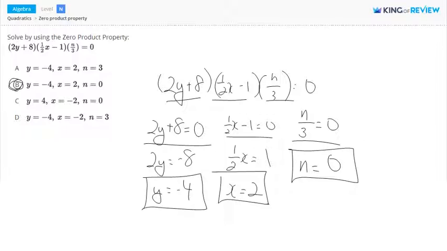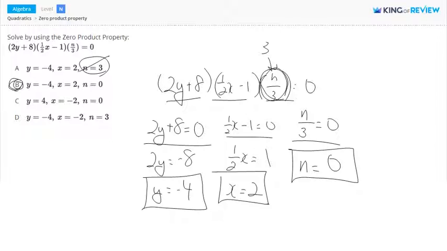Now, let's look at our other options. Option A says n is equal to 3. Well, if we plug in a 3 to this, what are we going to get here? That's a 1. So that's why we know that this is wrong. That's a common mistake though, so be careful.